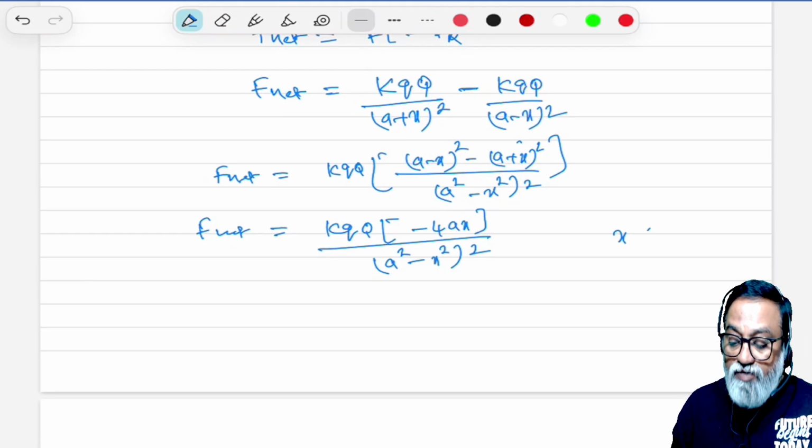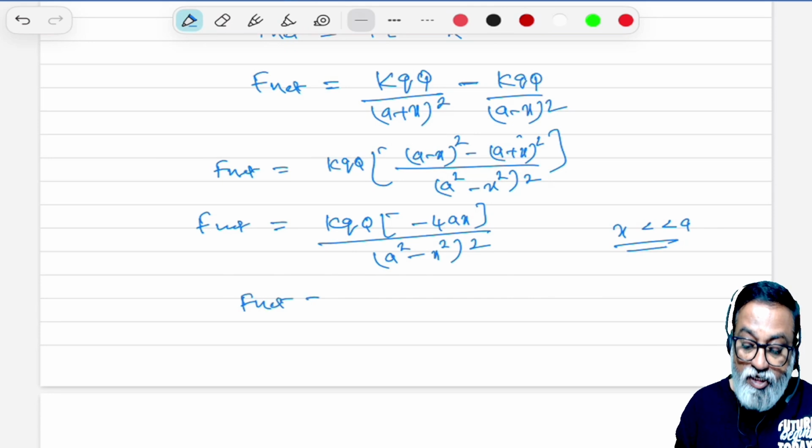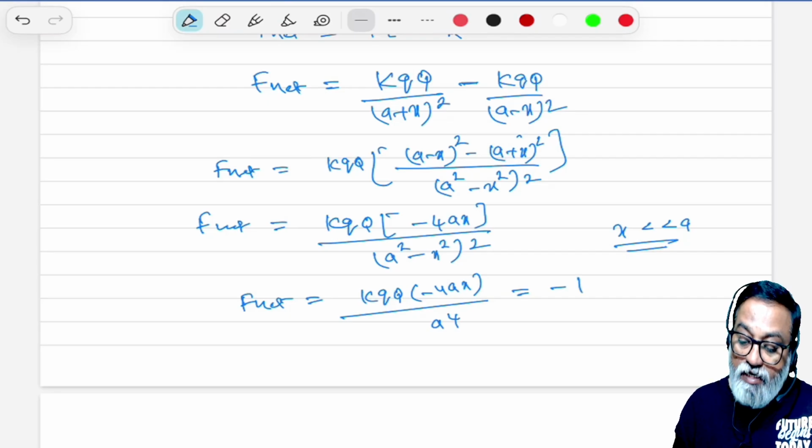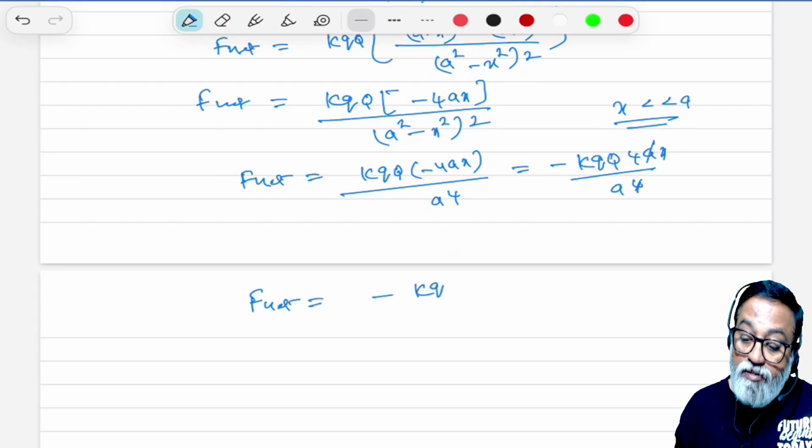See here, X is very much less than A, so X can be neglected. Therefore, F net is equal to K into Q minus 4AX by, here X can be neglected, A to the power of 4. This becomes minus K into Q 4AX by A to the power of 4. Here A cancels. Therefore, F net is equal to minus 4KQ by A cube into X.